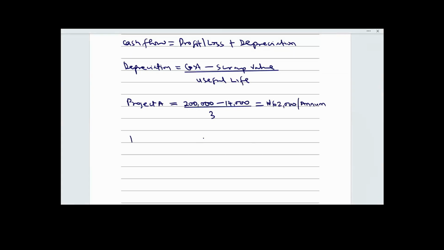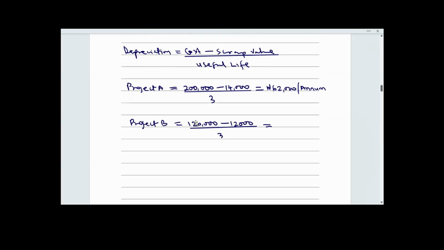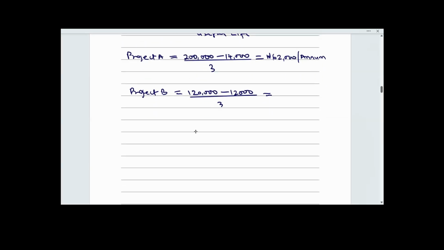Okay, then we do for project B. The cost of project B is how much? 120,000. 120,000 minus scrap value of 12,000. Useful life is also 3 years. So what do you have there? 36,000. So 36,000 naira per annum is the annual depreciation for project B.